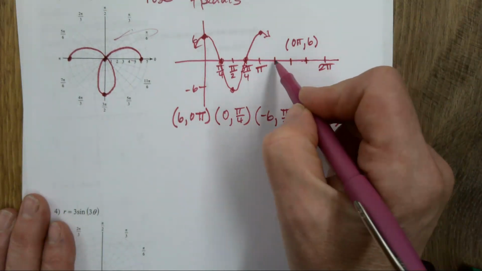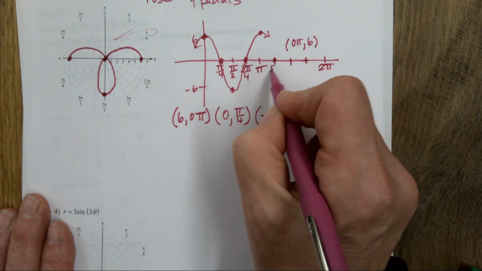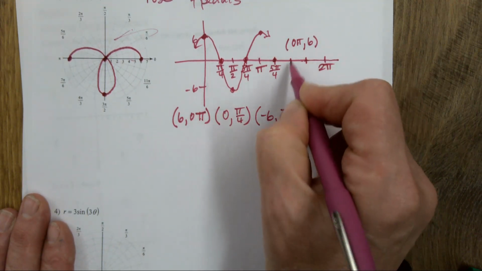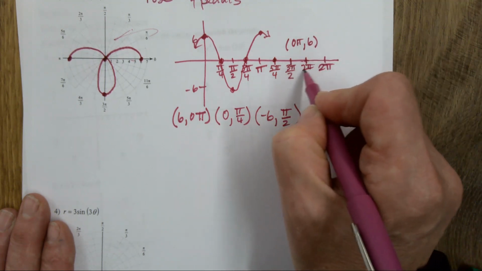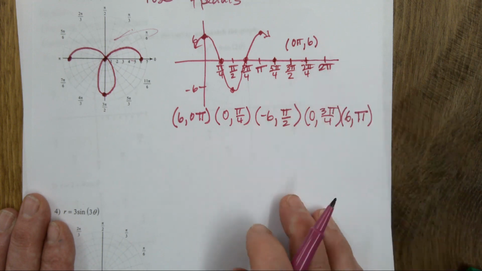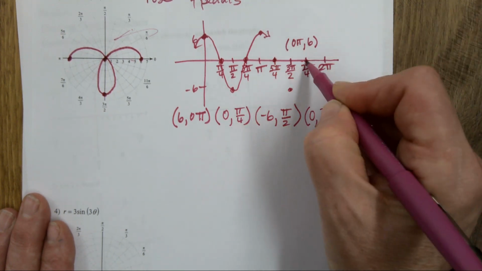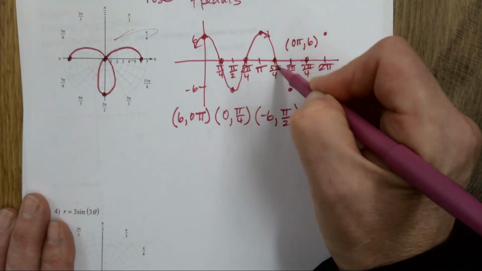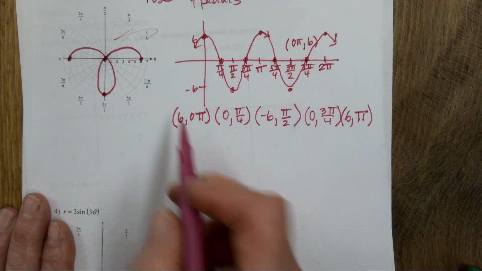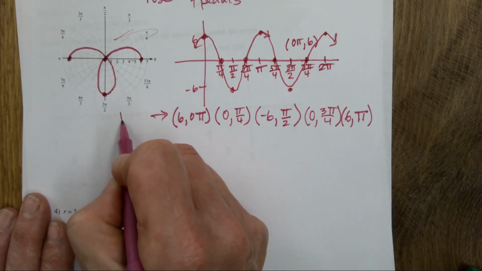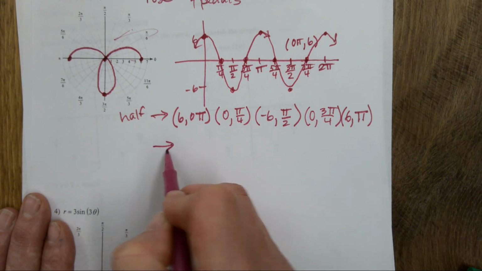So this was pi over 4. My next one here is 5 pi over 4. And then 6 pi over 4, which is 3 pi over 2. And then 7 pi over 4. And then 8 pi over 4, which is 2 pi. And then I'll just continue my graph all the way through, and I'll find those remaining points. So this is half of the rose. Now I want the other half.